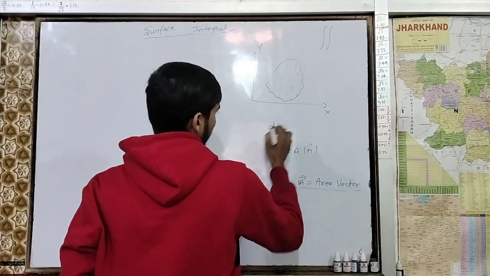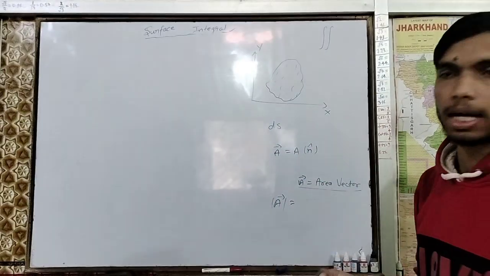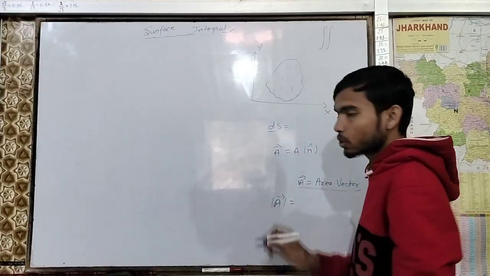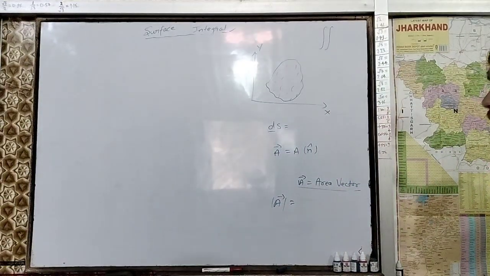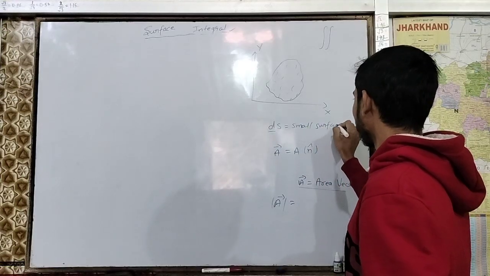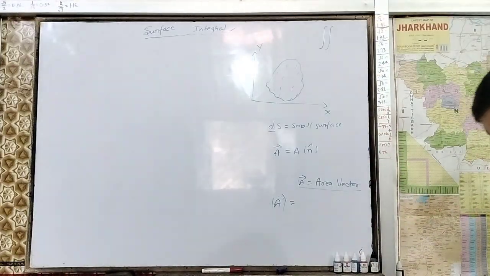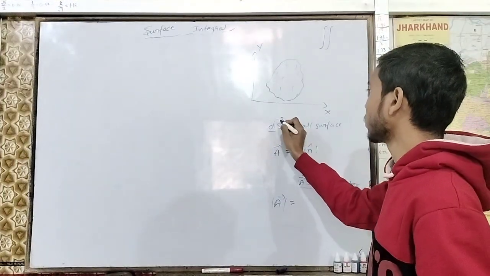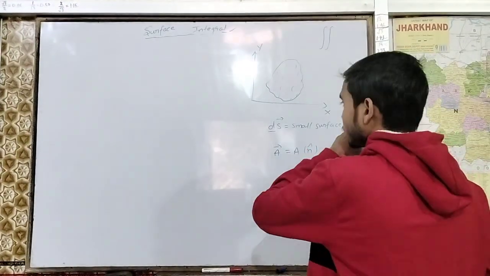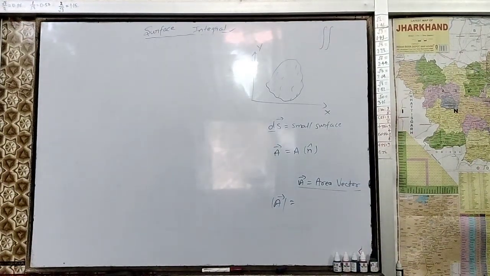Remember, d is used for a small quantity. Keep this in your mind. Here I am talking about a surface, so this will become a small surface. This is also a vector quantity. Whenever I write this dS, just understand that this is our small surface.